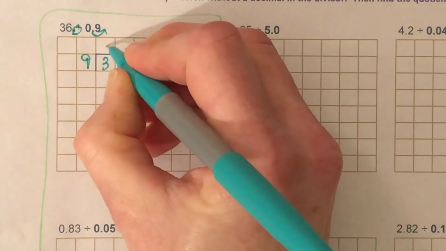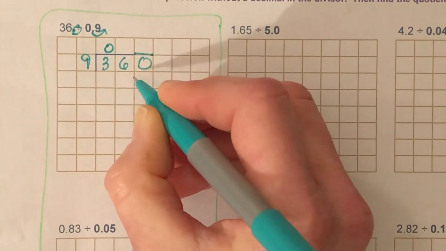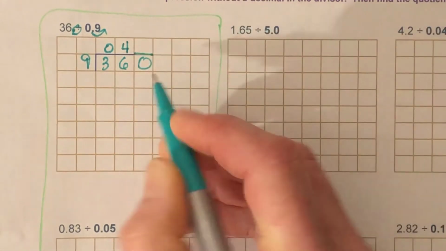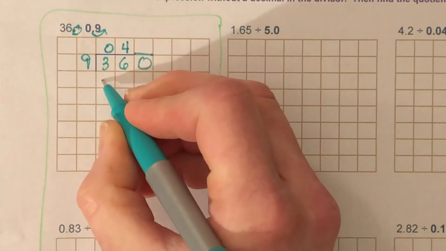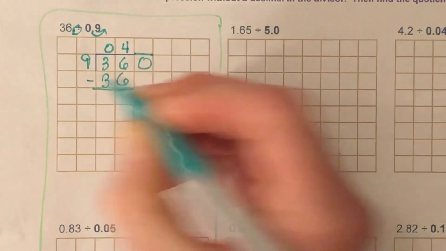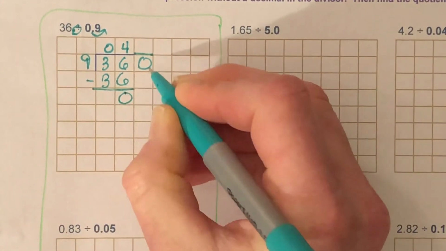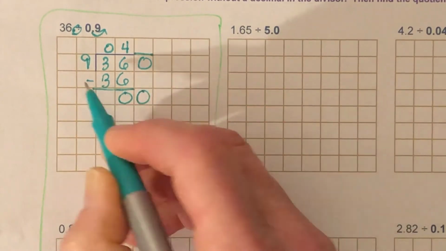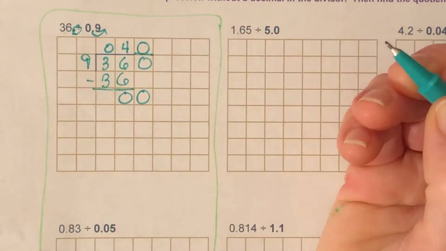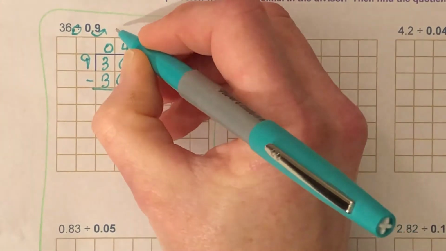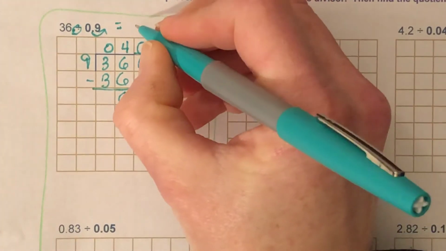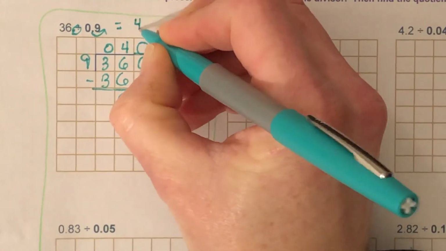Well, that's pretty easy. 9 does not go into 3. It goes into 36 4 times. 4 times 9 is exactly 36. When I subtract, I get nothing. Bring down that 0. 9 goes into 0, 0 times. So my answer, 36 divided by 9/10, is 40.